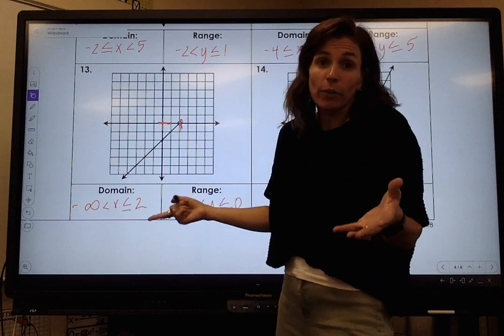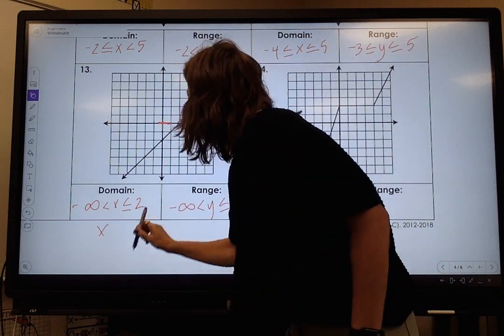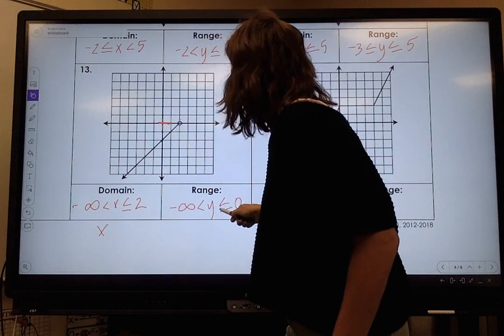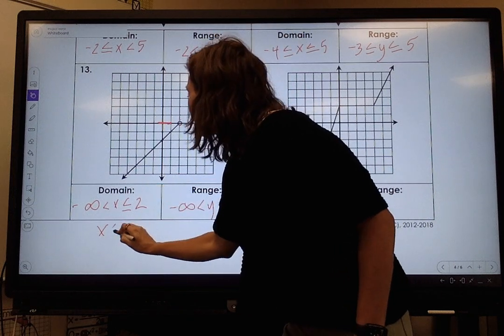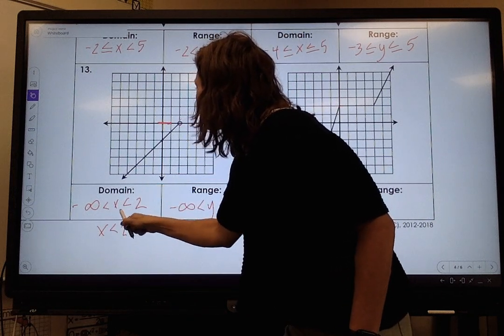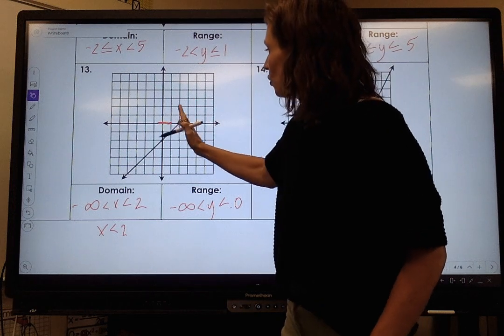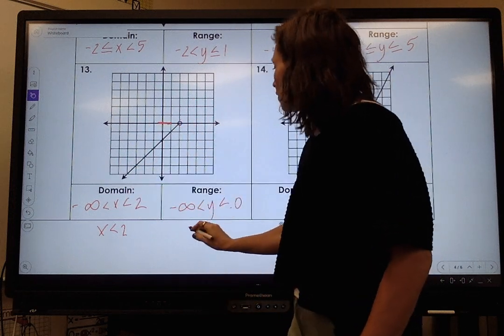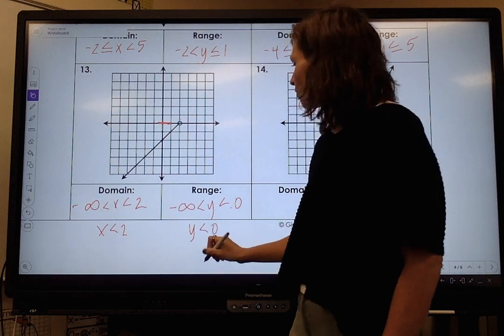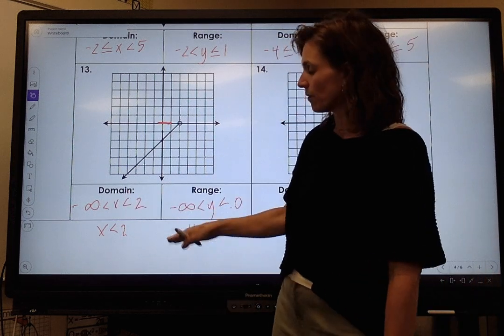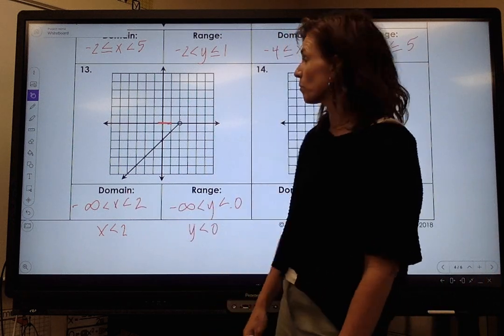And remember, another way to write this is you can say x is less than 2, because that's an open circle. And then for my range, you can just say y is less than or equal to 0. You don't have to have the infinities, but if that makes it easier for you, you're more than welcome.